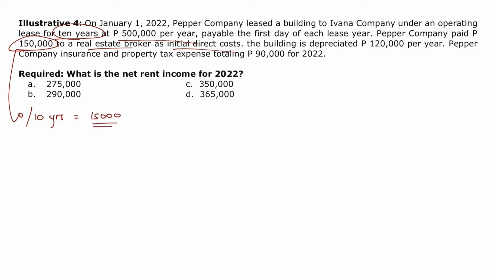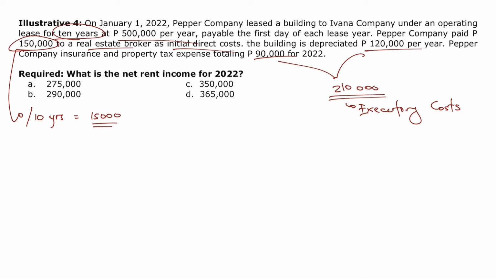Okay? Next, the building is depreciated 120,000 per year. Then Pepper Company paid insurance and property taxes amounting to 90,000 for 2022. So 120 plus 90 or this 210,000 is yung tinatawag po natin na what? Ito yung tinatawag natin na executory cost. Once again, executory cost are what? Are expense as incurred. Maliwanag ba?